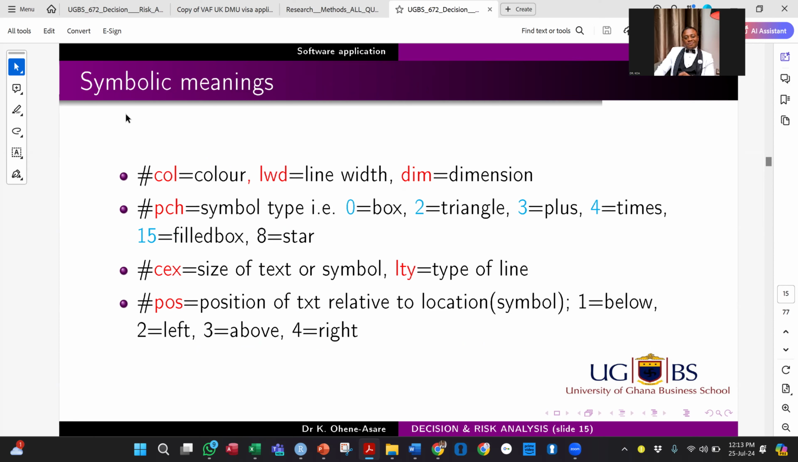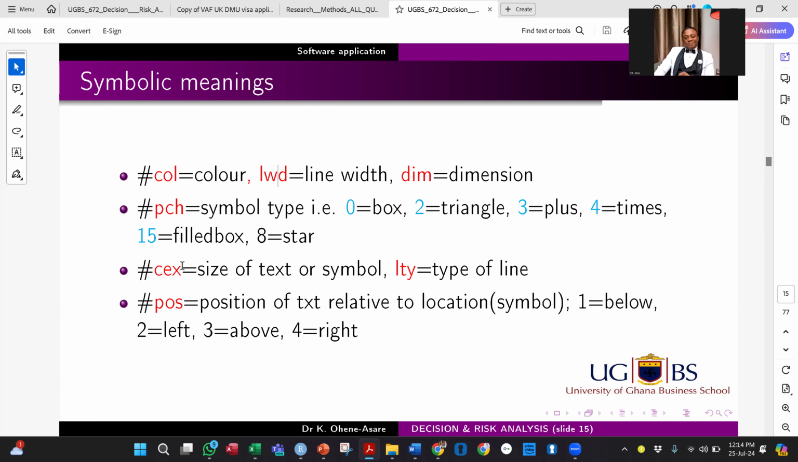COL means color. And again, all of these are in your slides. COL is color. LWD is the line width, or how thick it is. DIM is the dimensions. PCH is the symbol type. There are several symbols. 0 means you want the symbols to be box. 2 means you want the symbols to be triangle. 3 means you want the symbols to be plus. So the data point, you can make the data point 4. When you choose 4, it means you want the data points to be times.